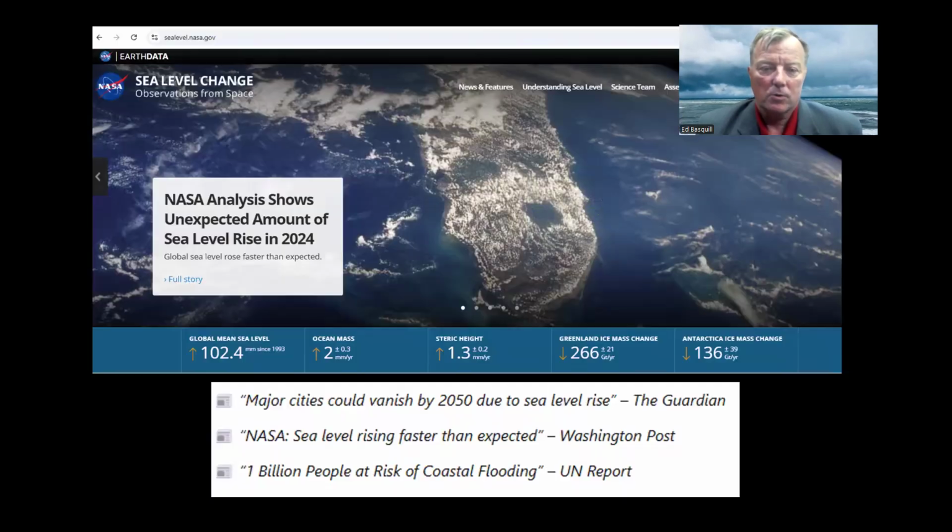But let's look at it another way. Here's a clip from NASA's page. NASA analysis shows unexpected amount of sea level rise in 2024. Washington Post says NASA sea level rises faster than expected. Major cities could vanish.